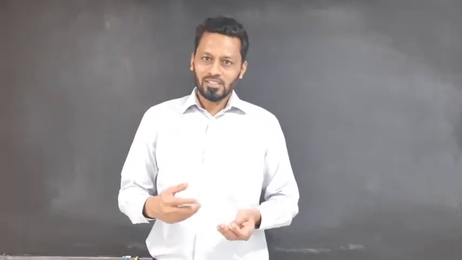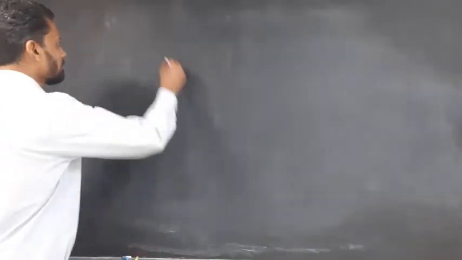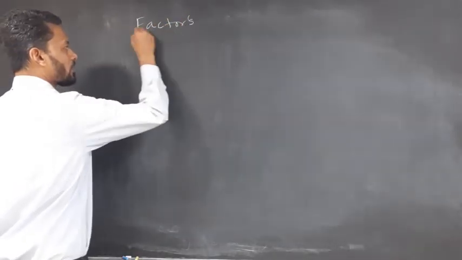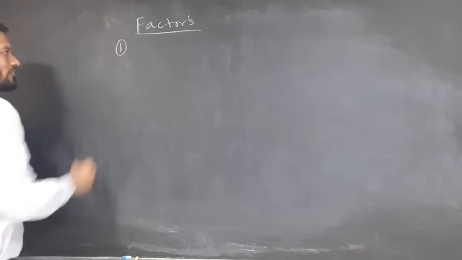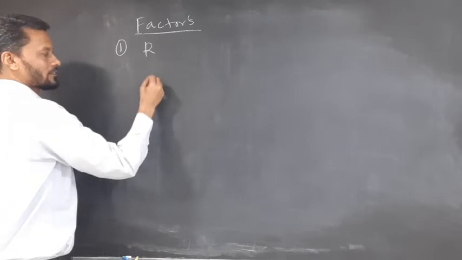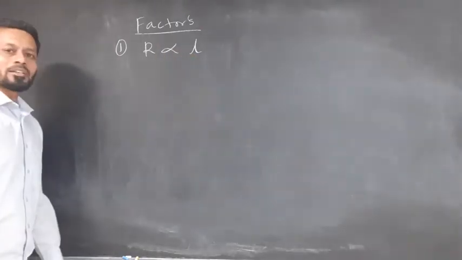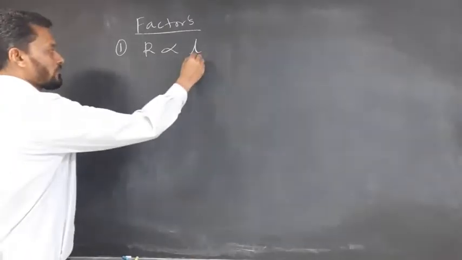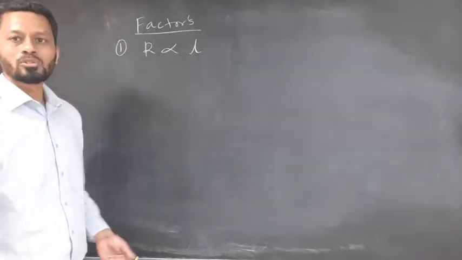Alright, so let's see the factors on which the resistance depends. The first thing is that the resistance of any given conductor depends on the length, and the relation is that the resistance is directly proportional to the length of the conductor. That means if the length increases, the resistance of a given conductor will also increase.